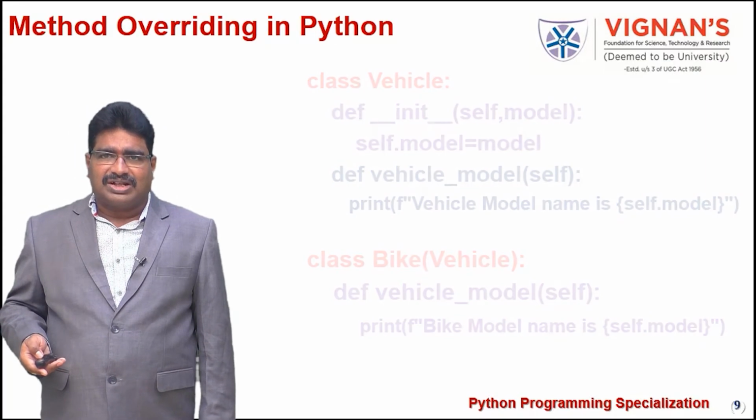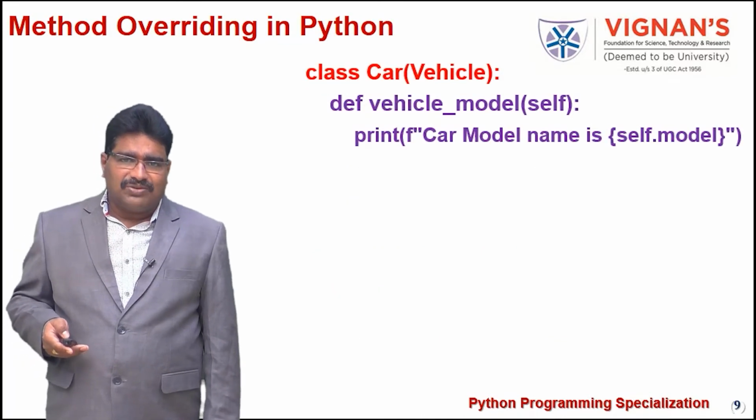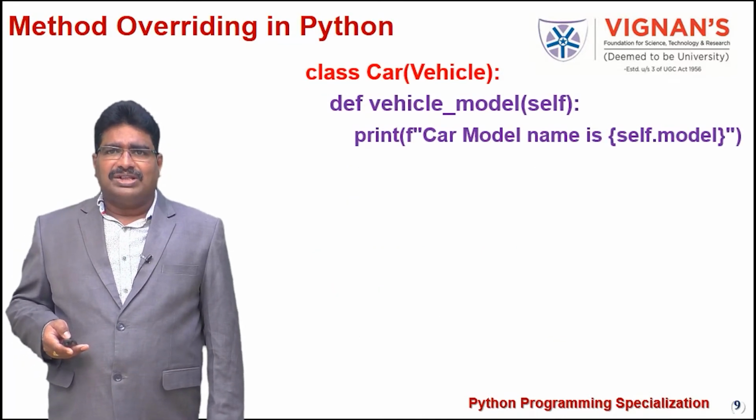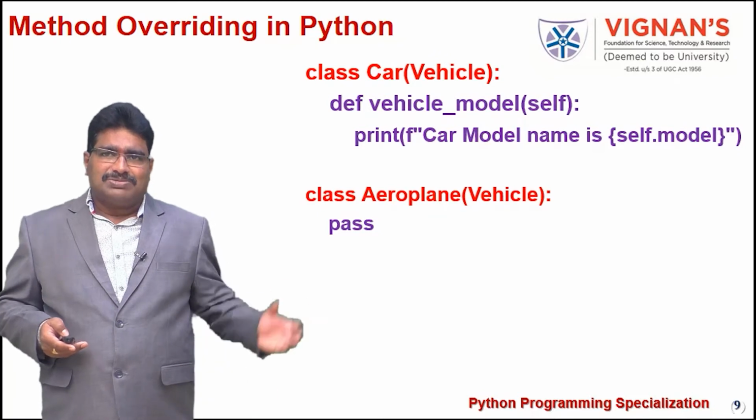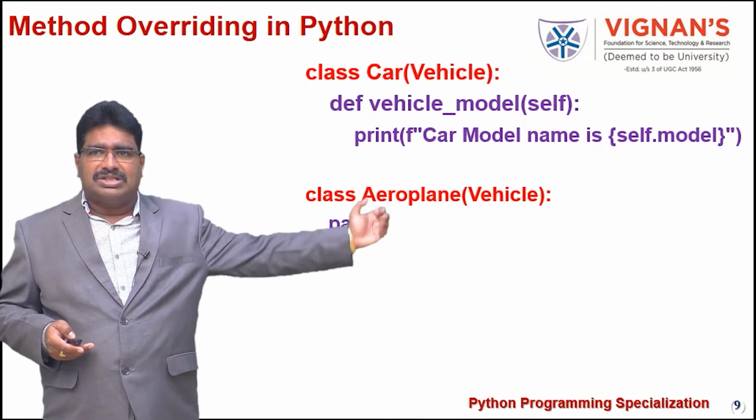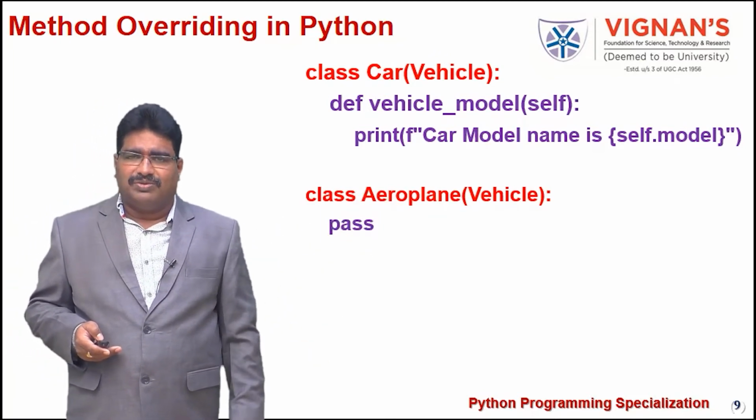Similarly, we want to define a class car. It is also derived from the vehicle, and here we define the vehicle model. It simply displays the message the car model name is self.model, whatever model we define.